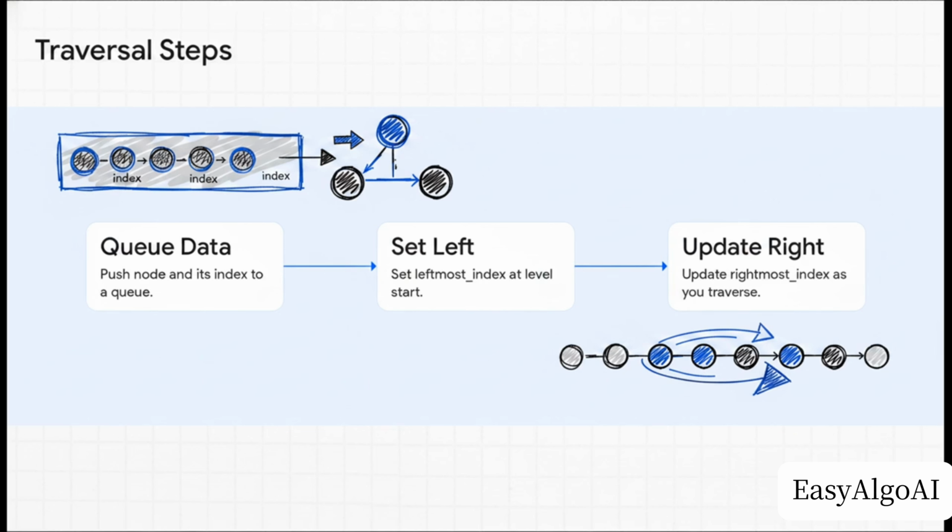Normally, you just push a node into your queue, right? But here, we bundle them up. We push the node and its mathematically calculated index into the queue as a pair. As we start processing a new level, the very first index we pull out becomes our leftmost index. From there, as we continue pulling out the remaining nodes for that level, we continuously update a rightmost index variable. By the time the level ends, that variable is perfectly parked on the very last node of the row.